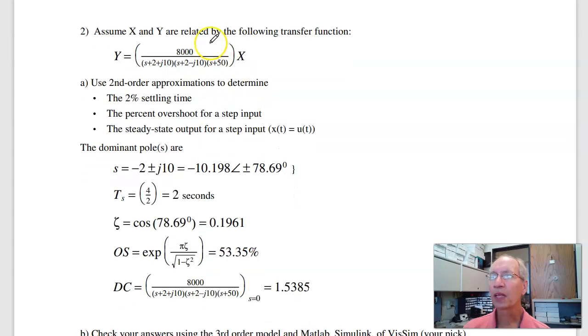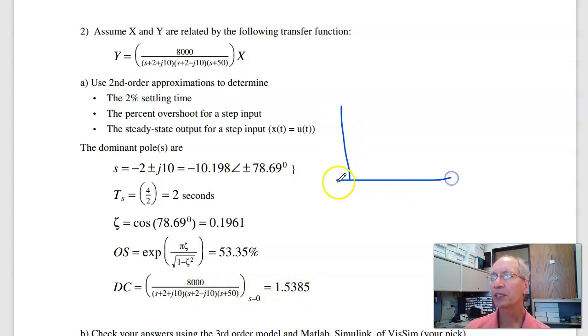Problem 2. If you have this transfer function, what's the 2% settling time, the percent overshoot, and the steady state output? Well, to do that, I find the dominant pole, that's at -2 plus minus j10, or in polar form, 10.1 at 78 degrees. The settling time is 4 over the real part, 2 seconds. The angle tells you the damping ratio, 0.1961. From the second order approximations, I can convert that to overshoot, 53%. And the DC gain is just when s goes to 0, g of s, 1.53.